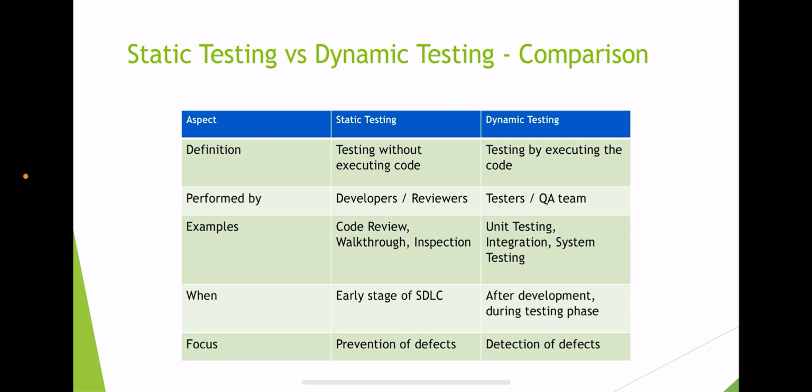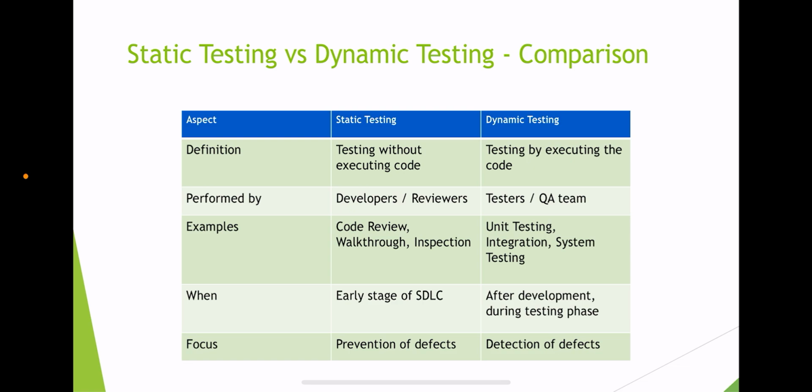Whenever test cases are getting reviewed by colleagues, that comes under static testing, whereas dynamic testing is generally done by the testers or the QA teams. Examples of static testing are code review, walkthrough, and inspection, whereas examples of dynamic testing are unit testing, integration testing, and system testing.